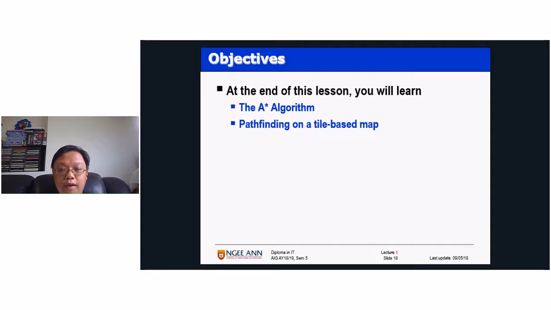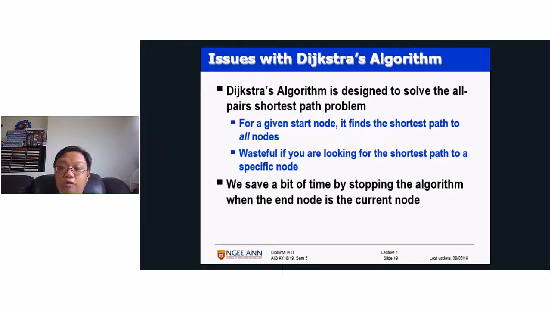But first let's talk about the A-star algorithm. There are some issues with Dijkstra's. Dijkstra's algorithm is basically designed to solve what we call the all-pairs shortest path problem, because for a given start node, it actually finds the shortest path to all nodes. If you take out the part that says if the node that you're considering is the end node, you break, and you just continue until the open list is completely empty, then what you found is the shortest path from the origin node to all nodes.